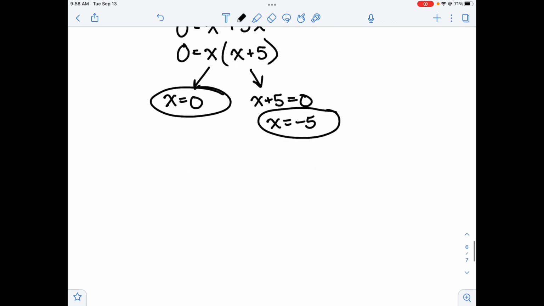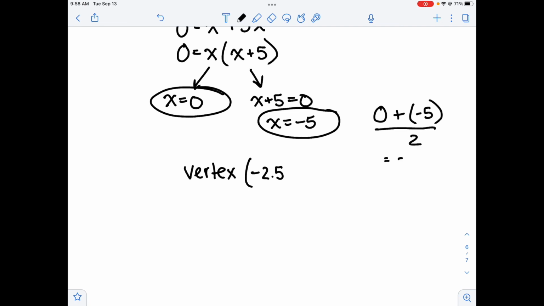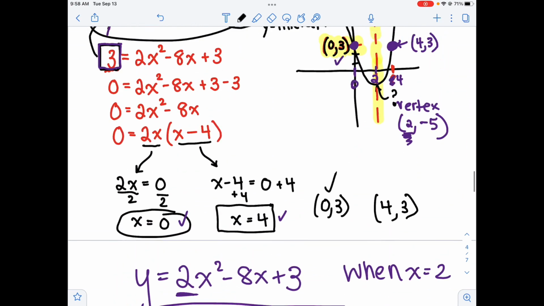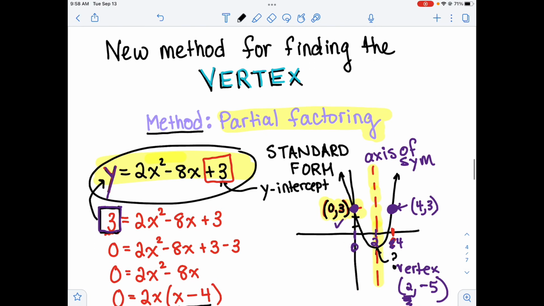So when we're trying to find the middle of those 2 points, these ones are easy to work with. I know the middle is going to be at 2.5, but let's just say you're struggling and you're like, oh, I don't know where the middle is. A strategy that would always work is to add those two numbers together, so 0 plus -5, and then divide them by 2. Just like finding the average of two numbers. So that's just a way to find the middle of 2 points. Cool. So that is the method of partial factoring to find the vertex.